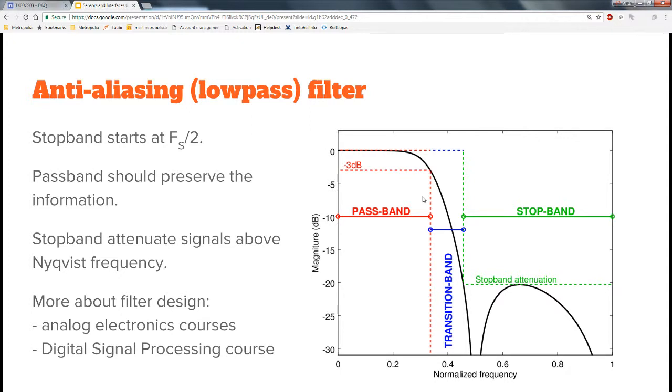And more about designing these filters. These are analog filters. If you are making this signal conditioning now, those are analog filters, and to know more, you need to take a couple of analog electronics courses, and of course my digital signal processing course. That's the best.